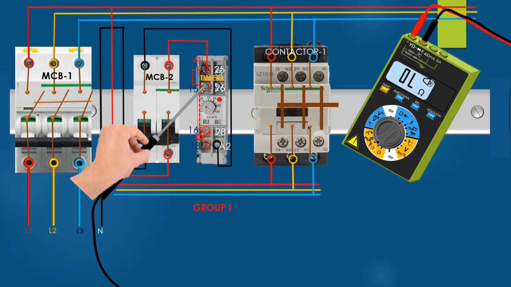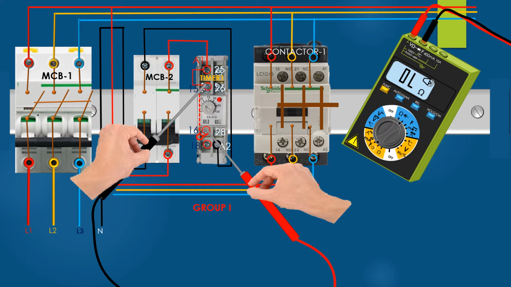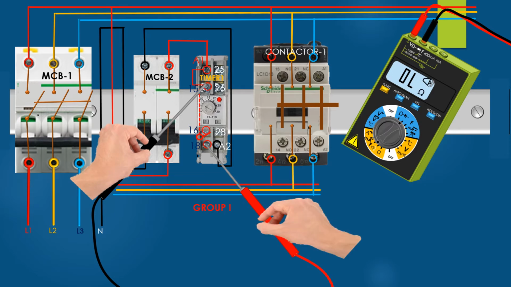Next, let's check the continuity between terminal number 15 and 16. Check the continuity between contact number 15 and 18. And please remember, no power is given at the voltage terminals A1 A2.